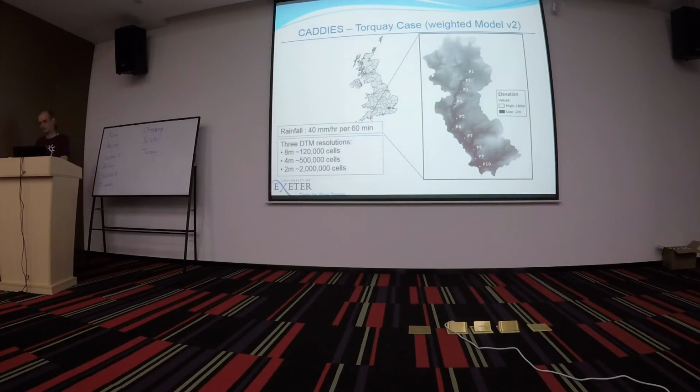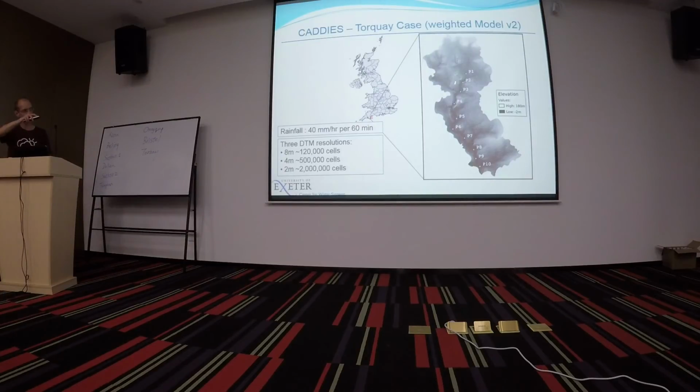So a real test case this time. This is Torquay. The DTM is quite large this time, so we've used several different cell sizes: 8 meters, 4 meters, and 2 meter cell sizes. This will increase the number of cells, which will increase the complexity. Given we're using the same machine, it will take quite a bit longer to process.